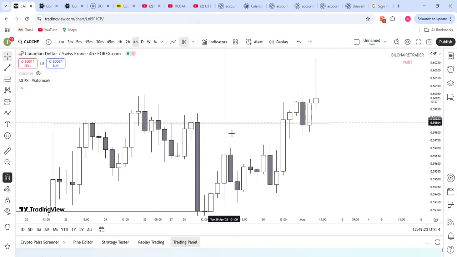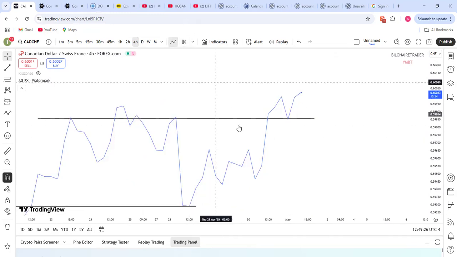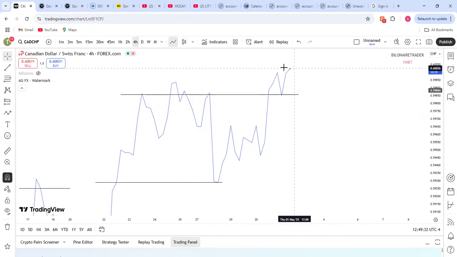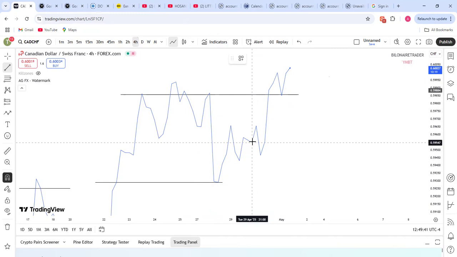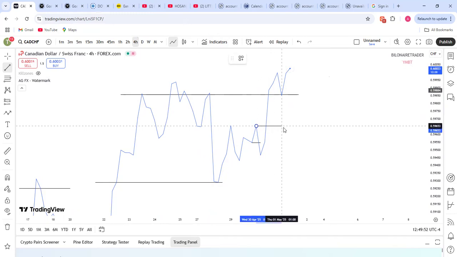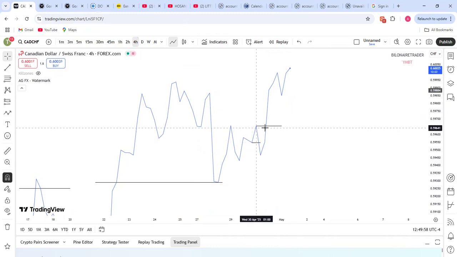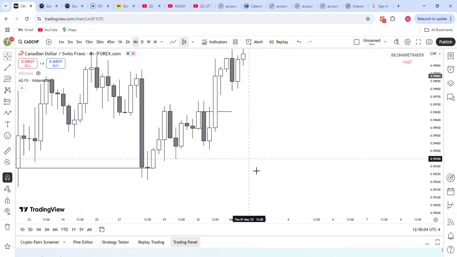Then let's look into 4 hours. Look at 4 hours now. 4 hours has given us a most recent break to the upside. But then, what can we see in 4 hours? A sweep. Did you see this? A sweep, right? Sorry, a sweep and what? A break. Did you see that? A sweep and a break. The market came, swept down. Let's study this sweep and break.